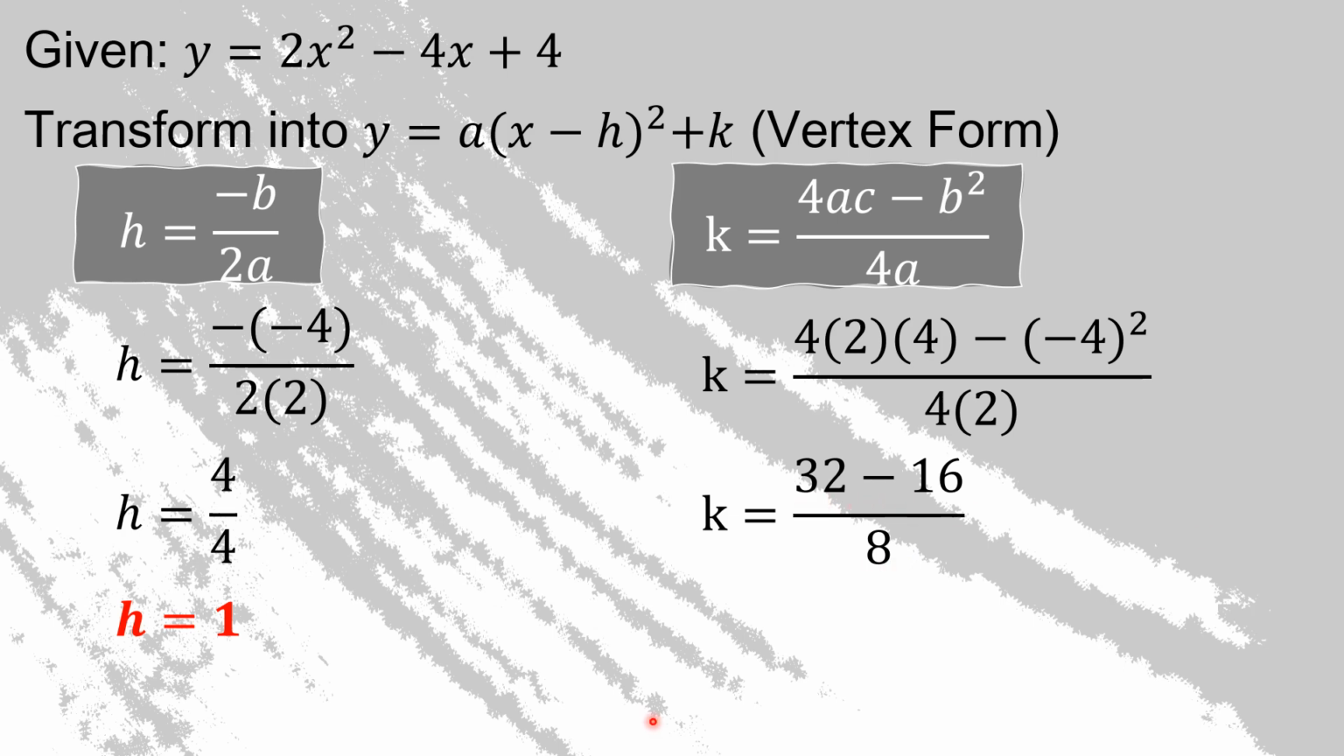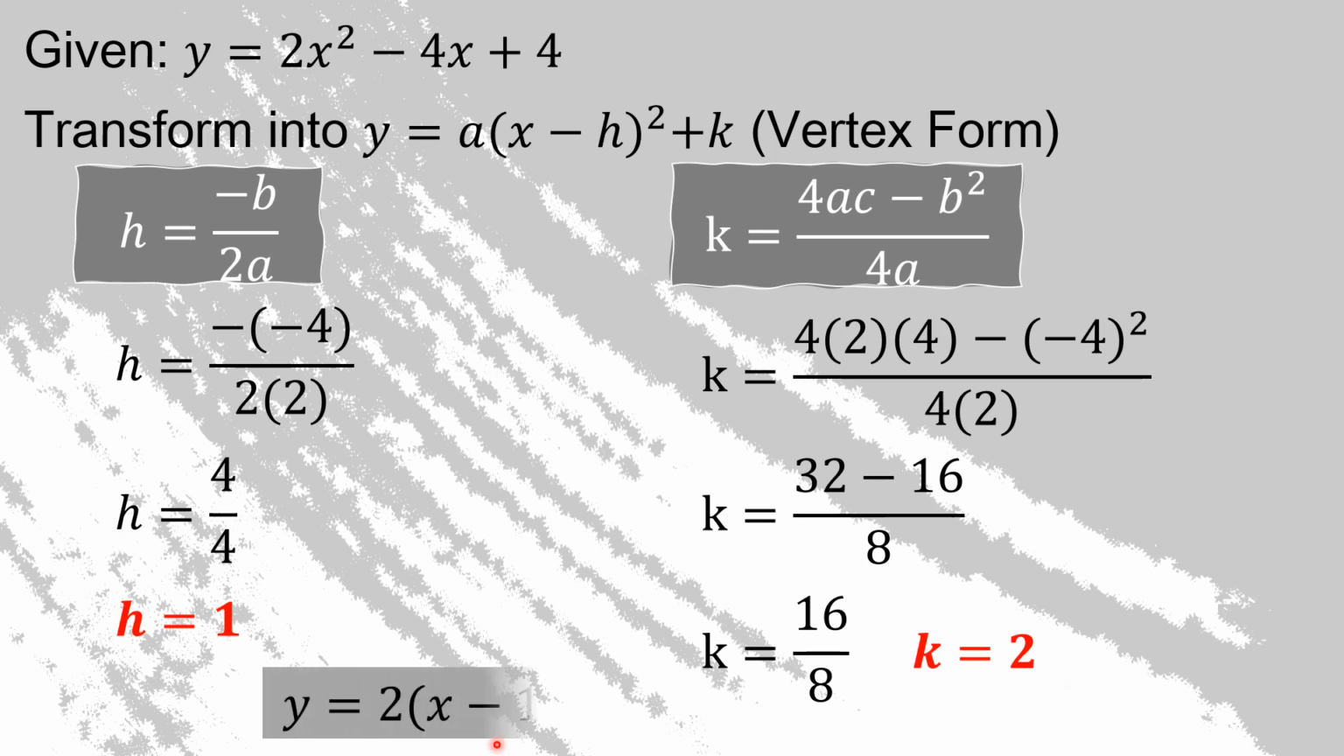So, let us now subtract the numerator. So, k equals 16 over 8. Again, 16 can be divided by 8, so the value of k is 2. Remember, the value we got for h is 1, and k is positive 2. So, let us use that in our given table. And then, y equals 2 times the quantity x minus 1 squared plus 2.